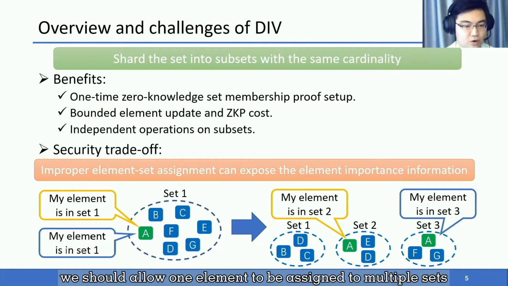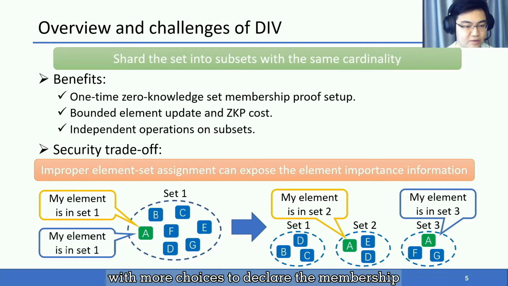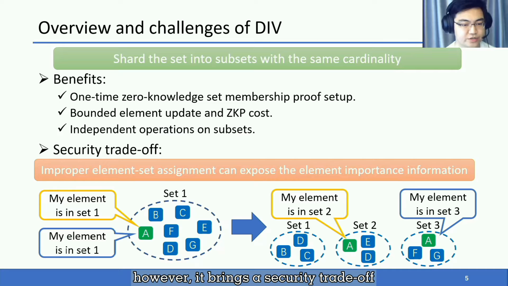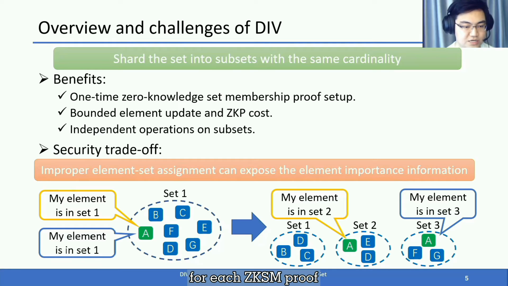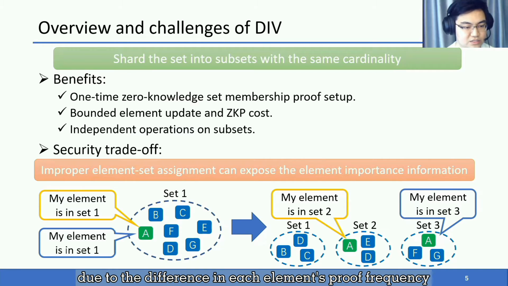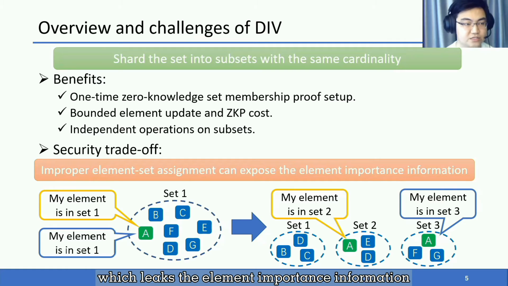Notice that we should allow one element to be assigned to multiple sets. The reason is that with more choices to declare the membership, it is harder for the attacker to link the proof and the element. However, it brings a security trade-off. That is, improper element set assignments can expose the element importance information. In particular, for each ZKSM proof, one needs to at least specify which set it is based on. Due to the difference in each element's proof frequency, it will make the usage frequency of each subset different as well, which leaks the element importance information.